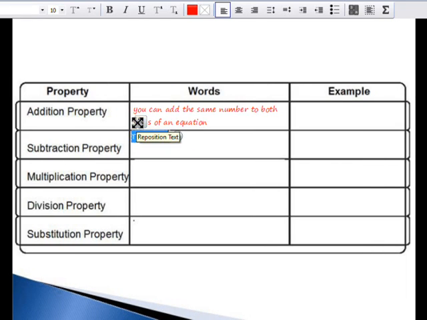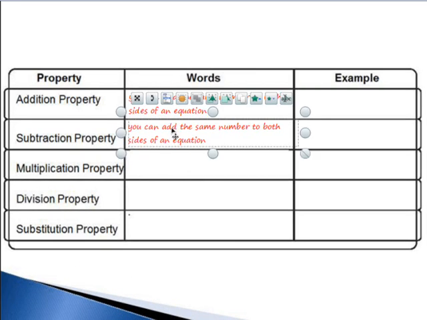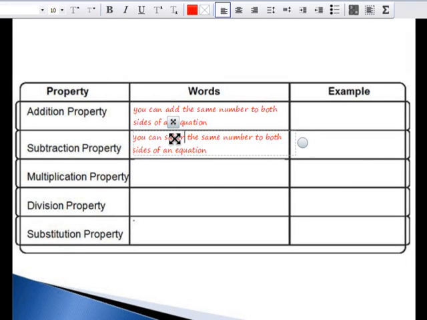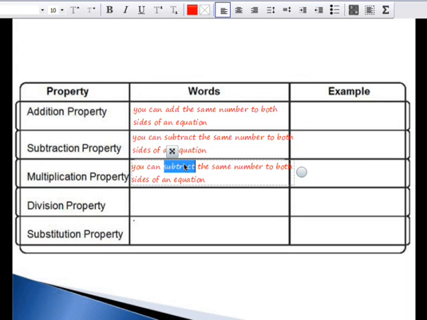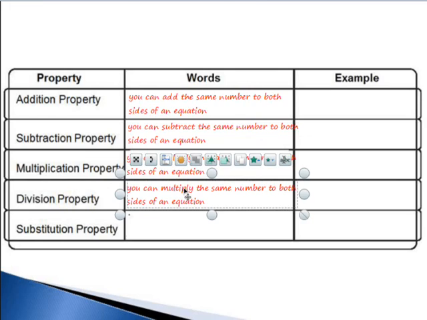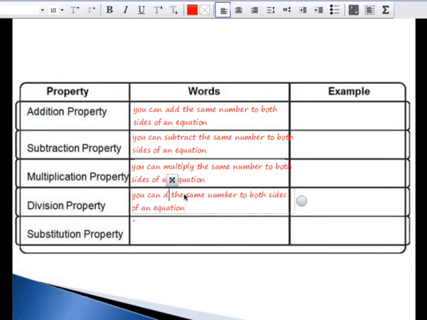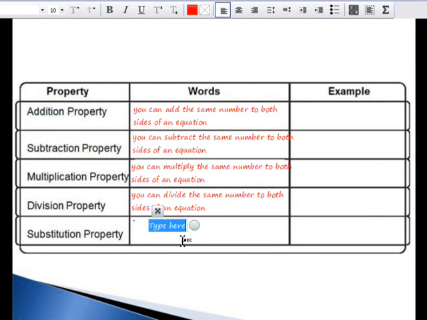The subtraction property says the same exact thing except for obviously subtraction. So same thing, but we can subtract the same number from both sides of an equation. Multiplication property, again, same thing, but we can multiply. We're going to come up with the examples for these in just a second. Division property, same thing again, but divide. And then the substitution property, that is, you can exchange a part of an expression with an equivalent value.